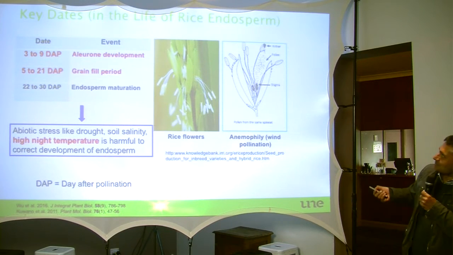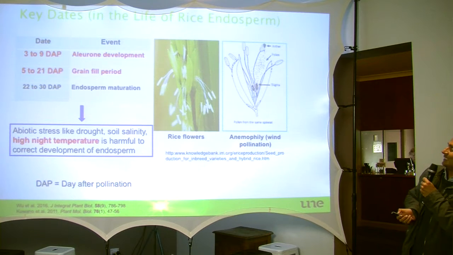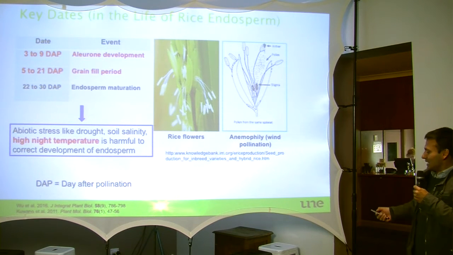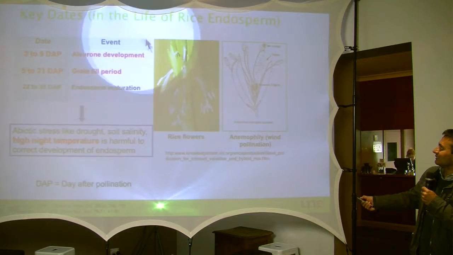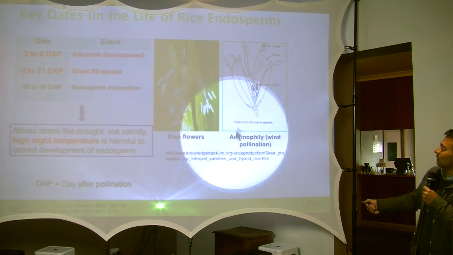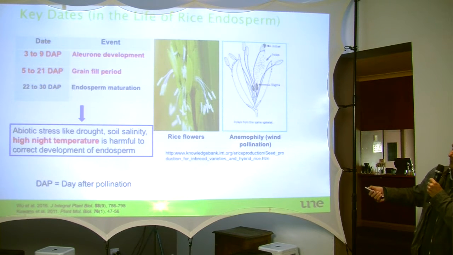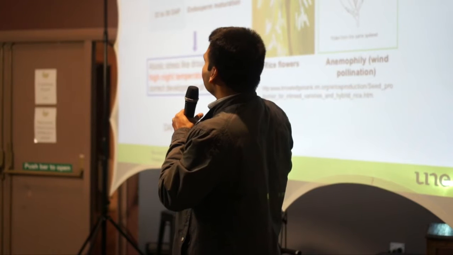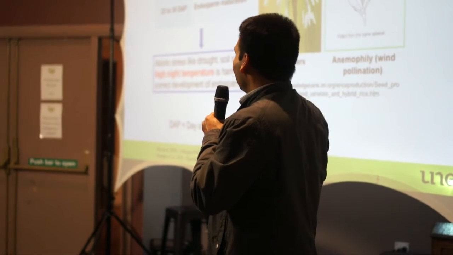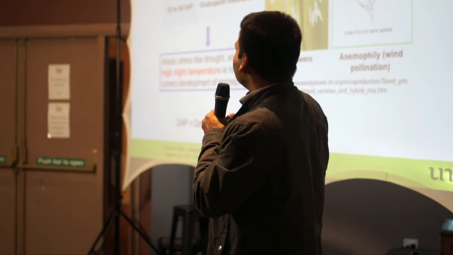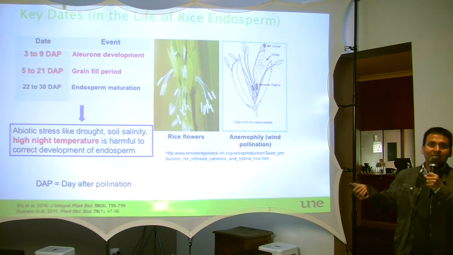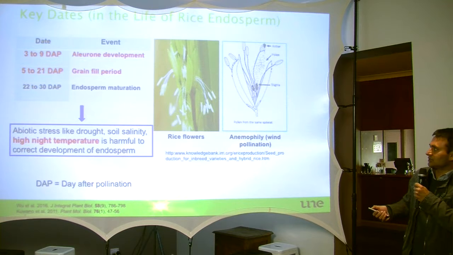It's a bit of a big slide, but we just need to know some key dates in the development of rice endosperm. So these are rice flowers, and they get pollinated by wind. And after being pollinated, these rice flowers develop into grain. And the aleurone development is complete by 9 days after pollination. And then from 5 to 21 days after pollination, the starchy endosperm development is complete.